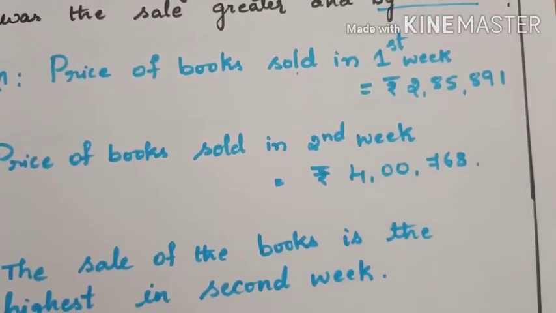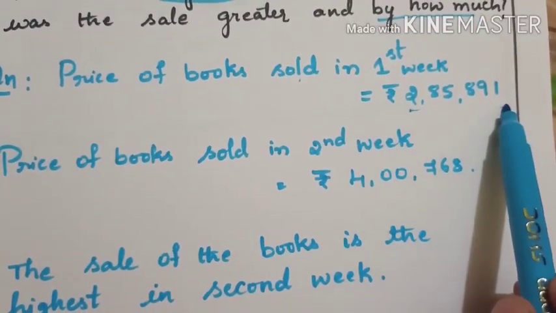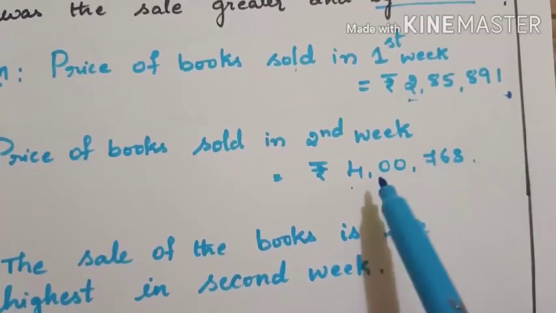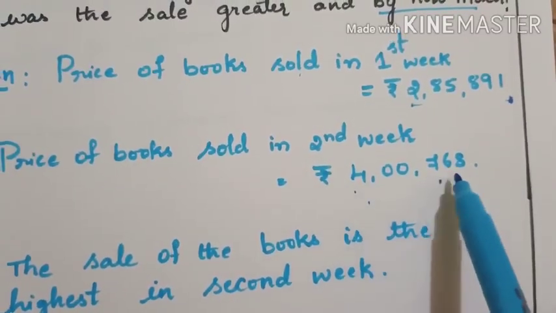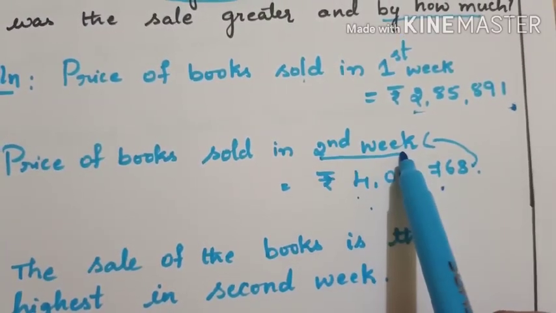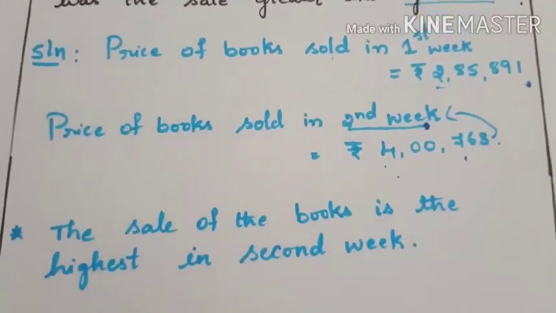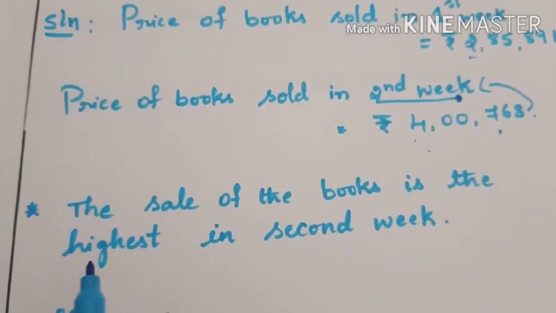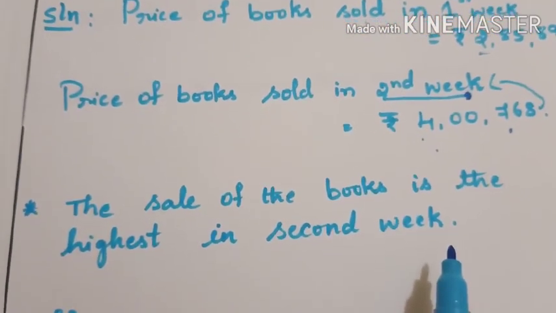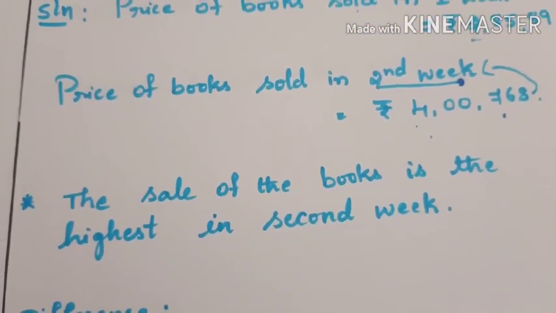So let us find out in which week was the sale greater, first week or second week. Just by the inspection method we can find out. Look here, one is 2,85,891 and the other is 4,768. Obviously 4,768 is greater, means second week. Okay, the sale was greater in second week. Write down the answer. The sale of the books is highest in second week. Okay, now you have to find out how much it is greater.